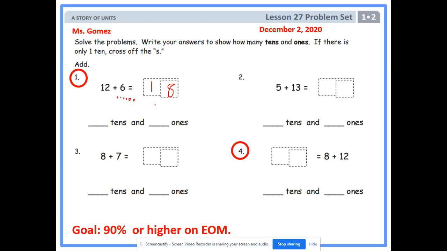So look at 18. How many 10s and 1s? Well, let's start with the 10s first. How many 10s does 18 have? Get ready. Yes, 1 10. How many 1s does 18 have? Get ready. Yes, 8 1s. Don't forget the last part of the instructions. It said if there is only one 10, we need to cross off the S. Is there only one 10? Get ready. Yes, so we need to cross off the S. Just make a line through.